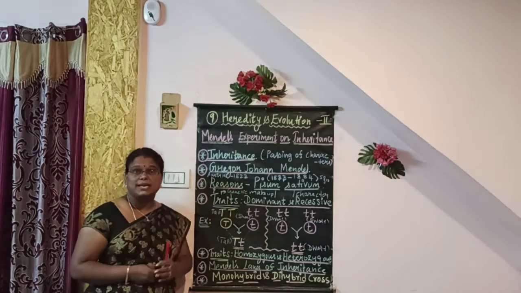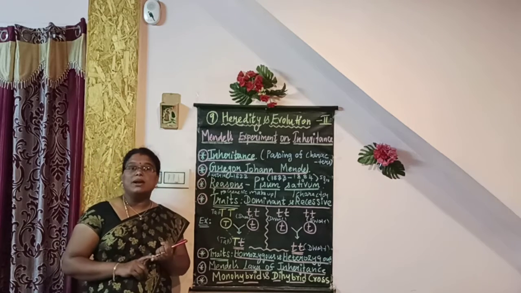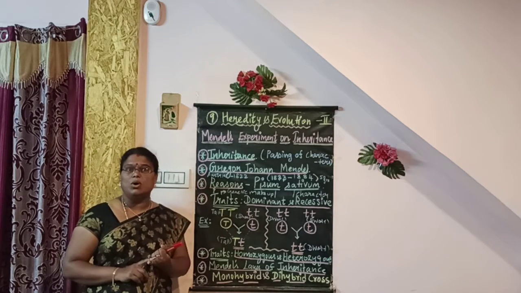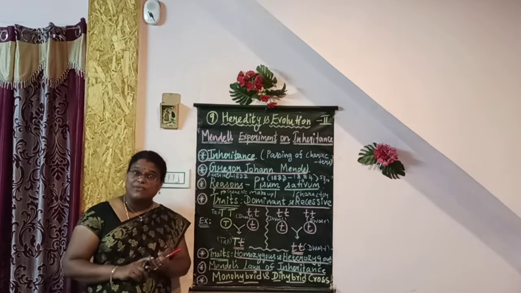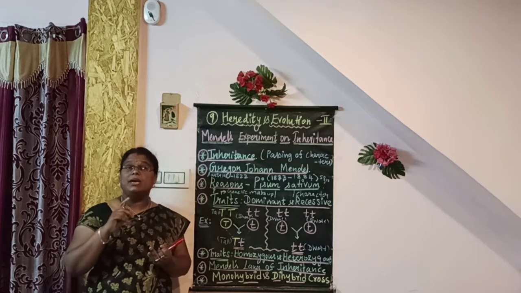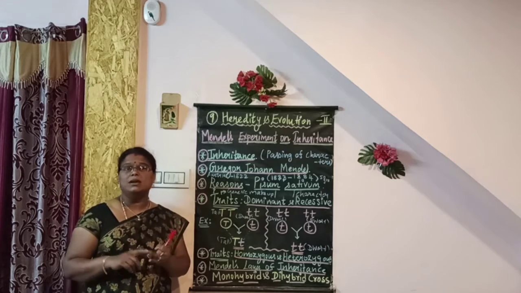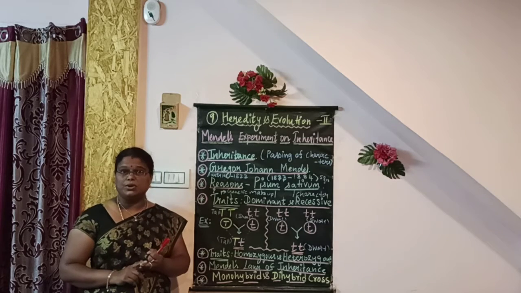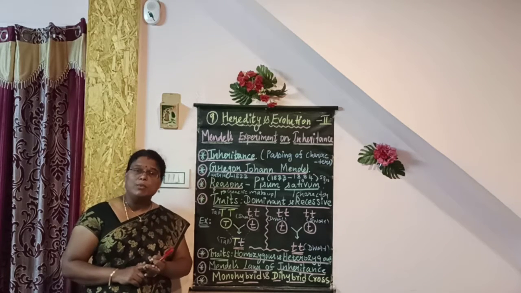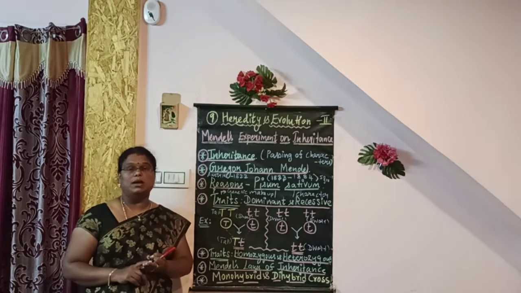The reasons why he selected Pisum sativum for his experiment are, first one, the plant is very small, so it is very easy to handle for his experiment. Second one, it grows faster and it can be sown each and every year, so this helps in seeing the results of inheritance of characters from one generation to another generation. And one more reason is the Pisum sativum flowers are bisexual.